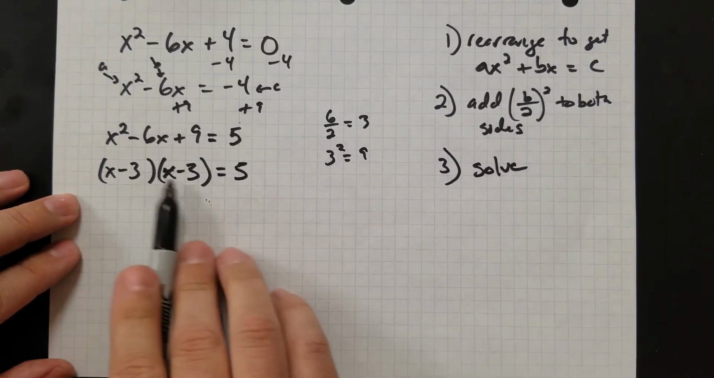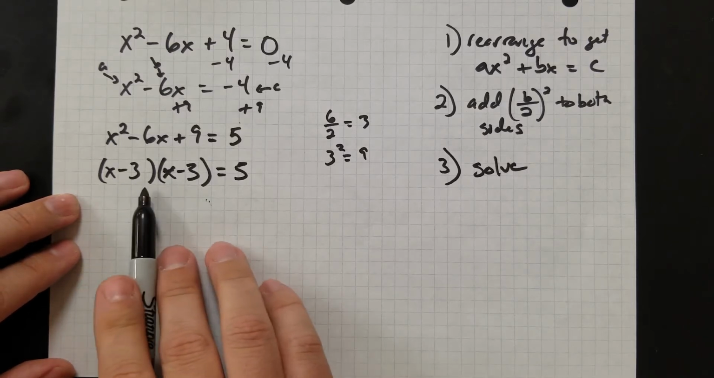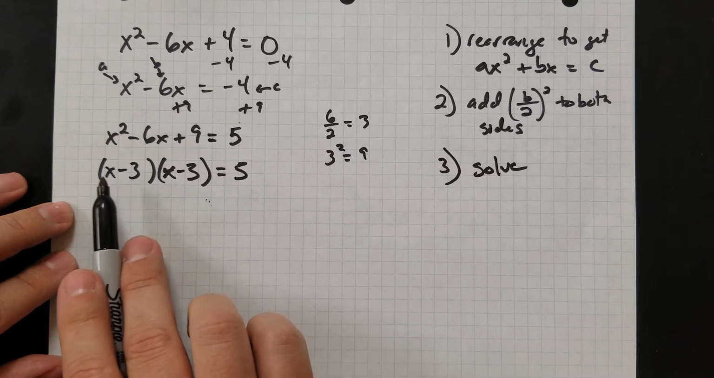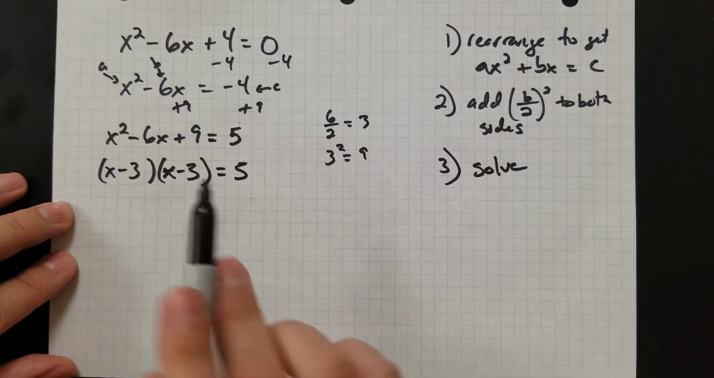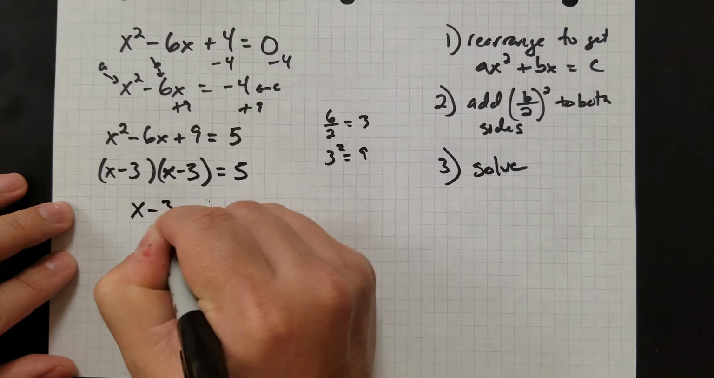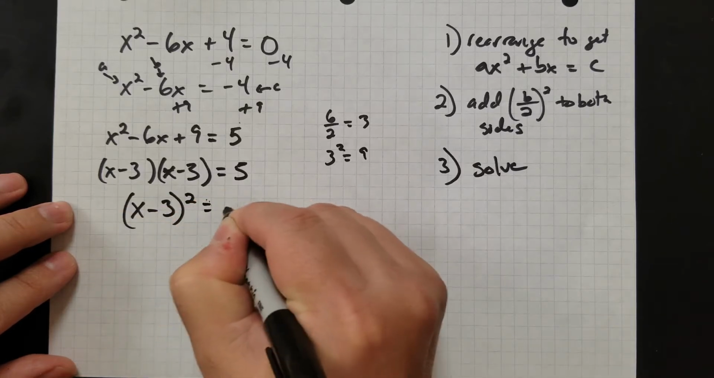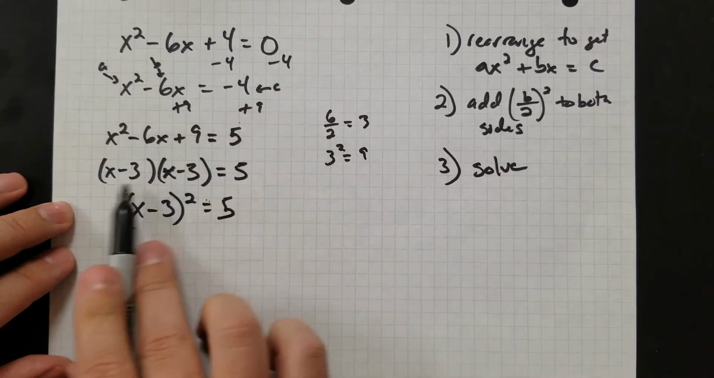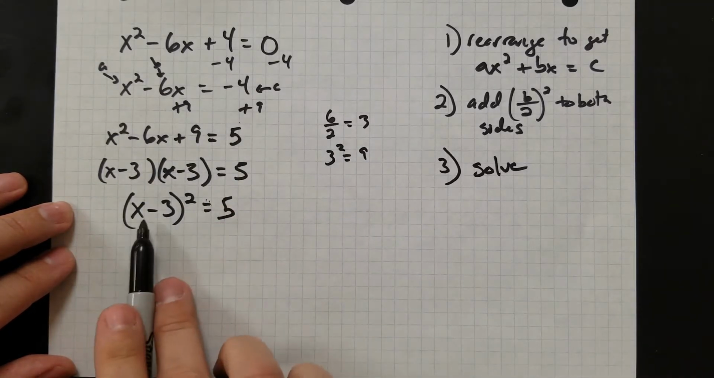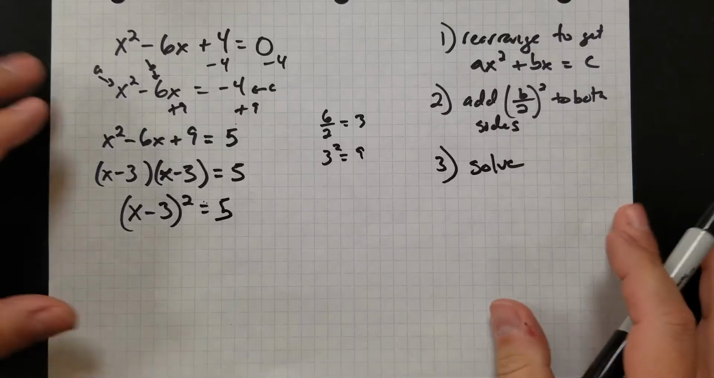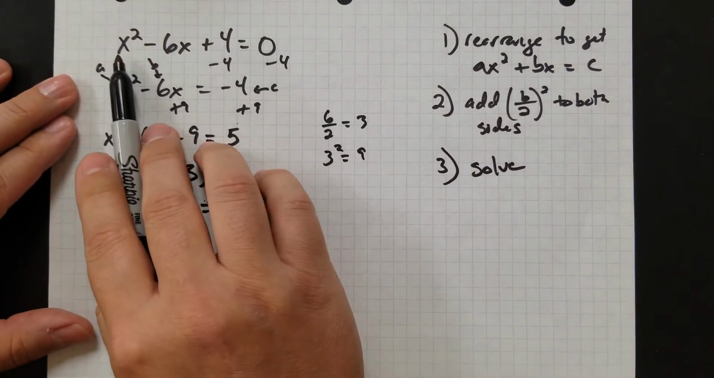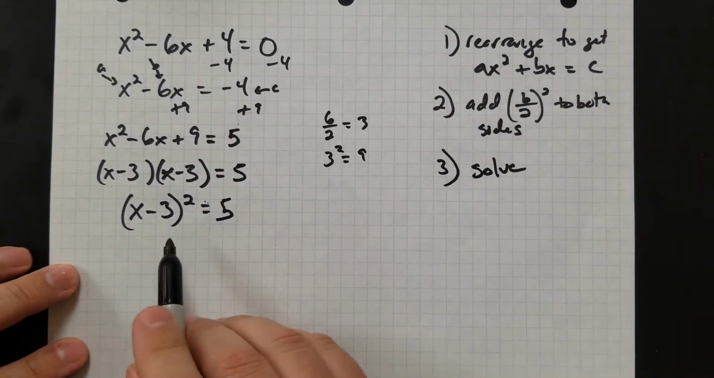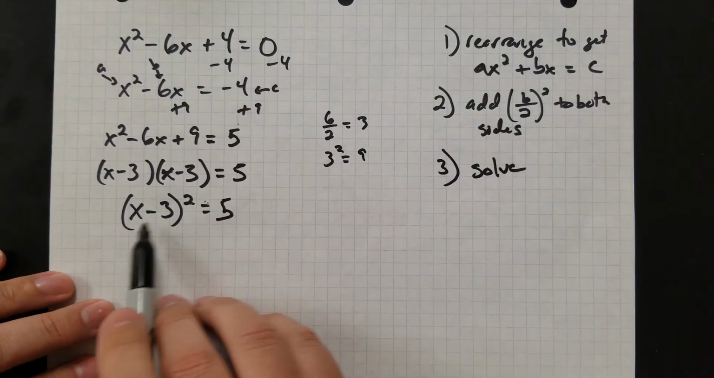You want two binomials that are exactly the same, giving you a perfect square. The reason it's a perfect square is that I can rewrite x minus 3 times x minus 3 as x minus 3 quantity squared. That's the point, because now I only have one x, and I'm home free. I couldn't solve before because I had x squared and x. It's a quadratic, so you have to do some extra steps to solve it.